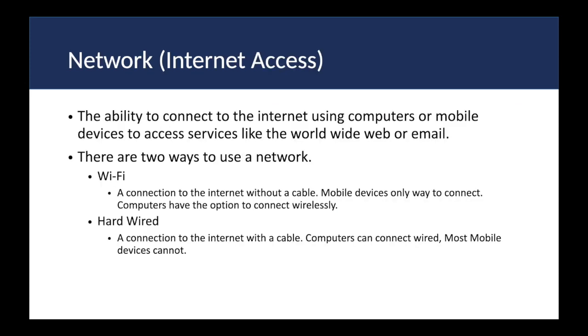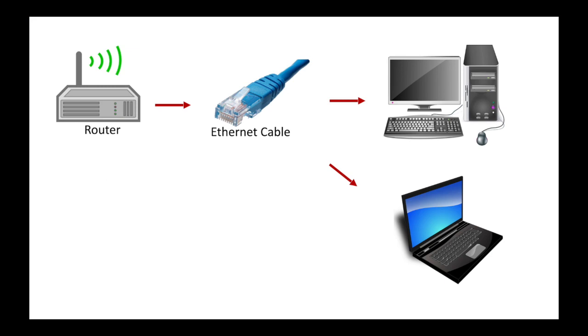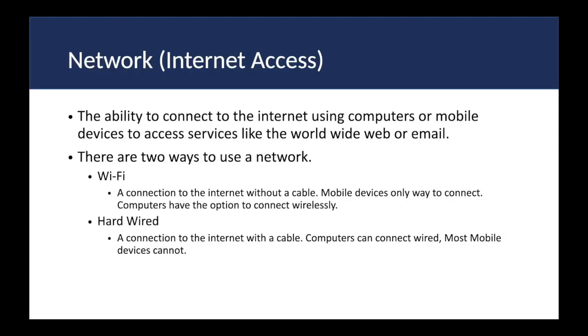Now let's talk about the network or internet access. This is the ability to connect to the internet using a computer or mobile device to access services like the World Wide Web or email. There are two ways to use the network. The first is Wi-Fi. This is a connection without a cable. For most devices, this is the only way to connect. Computers have the option to connect wirelessly or through a second way, which is called hardwire. Computers can connect with an Ethernet cable to a router and gain access to the internet. Most mobile devices cannot connect this way. A router or modem provides that internet, and you can choose how to connect your computer via Wi-Fi or hardwire.